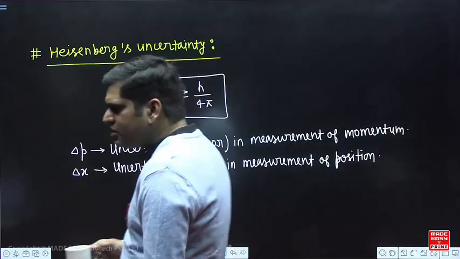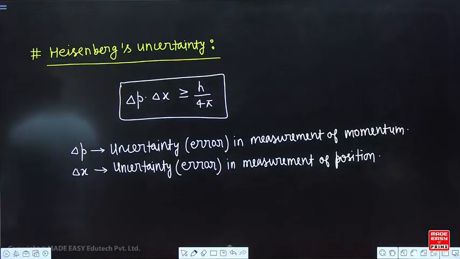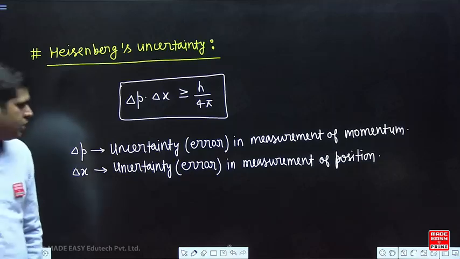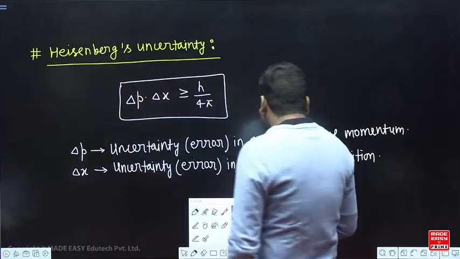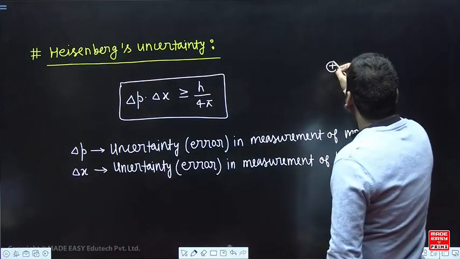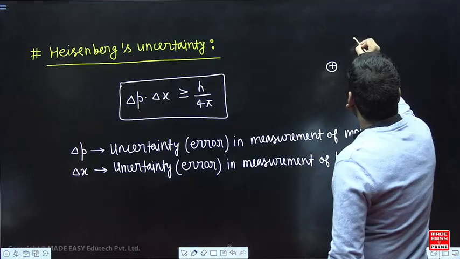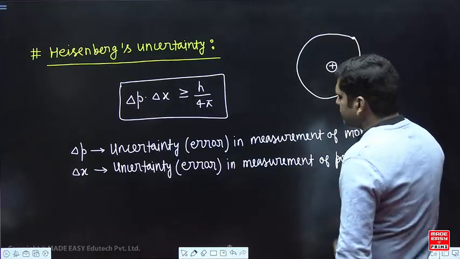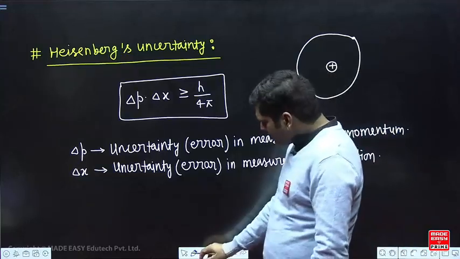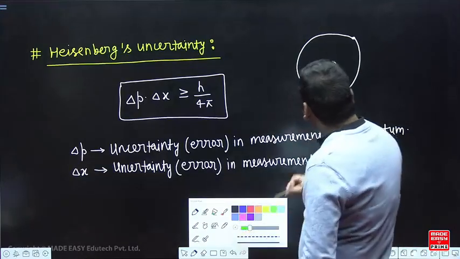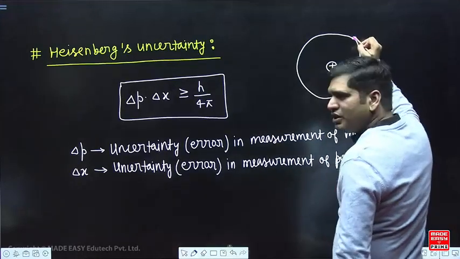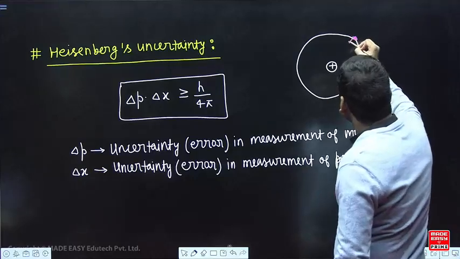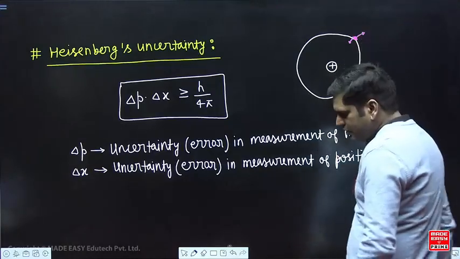It means there must be some error in the measurement of position as well as momentum. So what Bohr is saying is that if it is a nucleus, then at this point there must be an electron. These points are what? Orbits. So he is saying that there must be an electron. This man Heisenberg is saying that no, it is difficult to say precisely. Electron can be below this point, can be above this point.